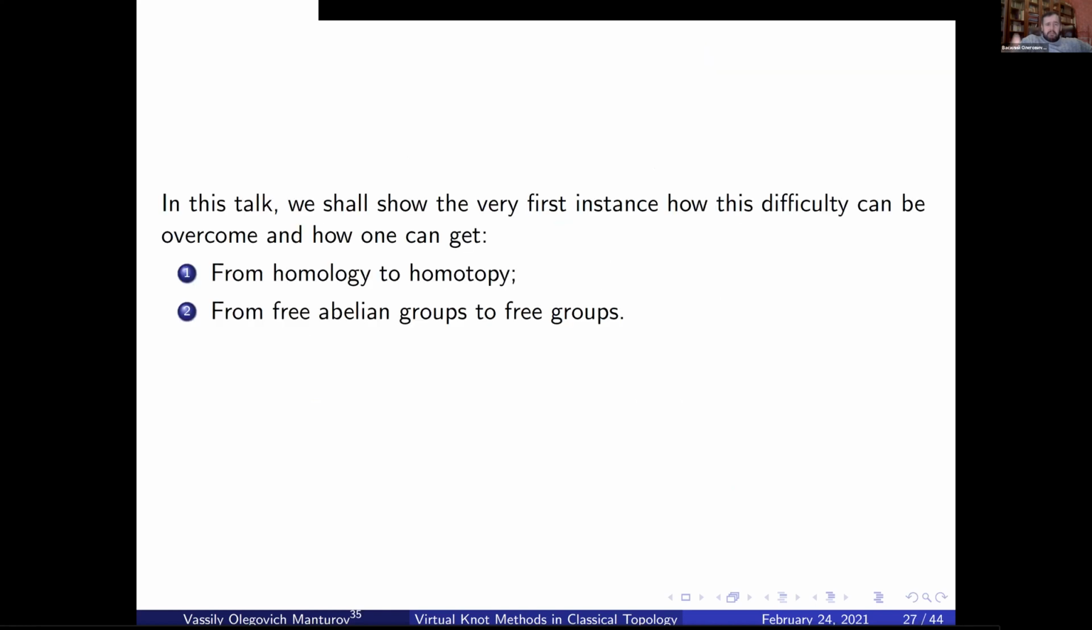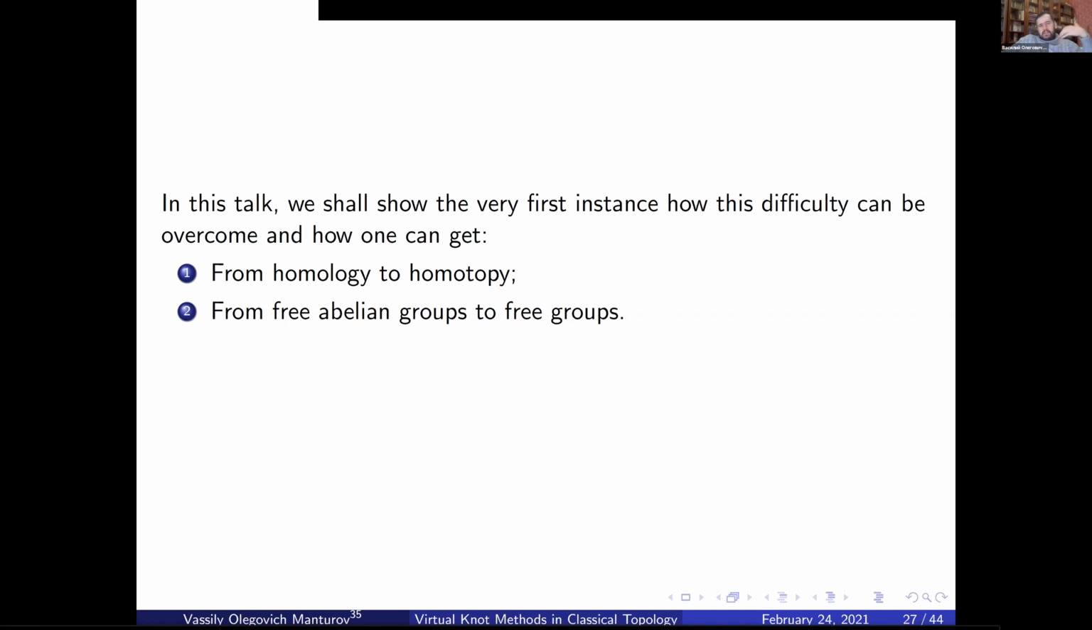And actually, again, we want to pass from homology to homotopy, and we want to pass from free abelian groups to free groups. So what do I mean? Well, for example, if we want to intersect two classes, then when intersecting these two classes, it would be nicer to have these classes somehow ordered. So what do I mean? For example, if I have a loop intersecting something of codimension 1, then I can go along this loop and count something in order.